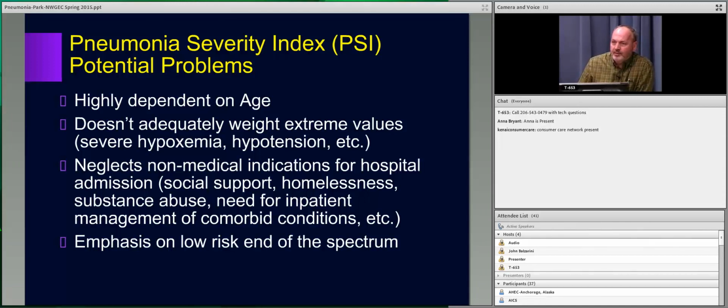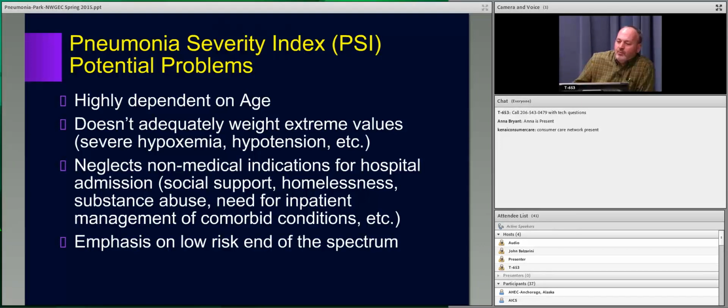Okay, and so this is when we look carefully at this PSI score. It's highly dependent on age. So if you're 65, you're already out of group 2, just based on your age, and throw in a few of those other pesky medical problems, and it's going to put you in the hospital.